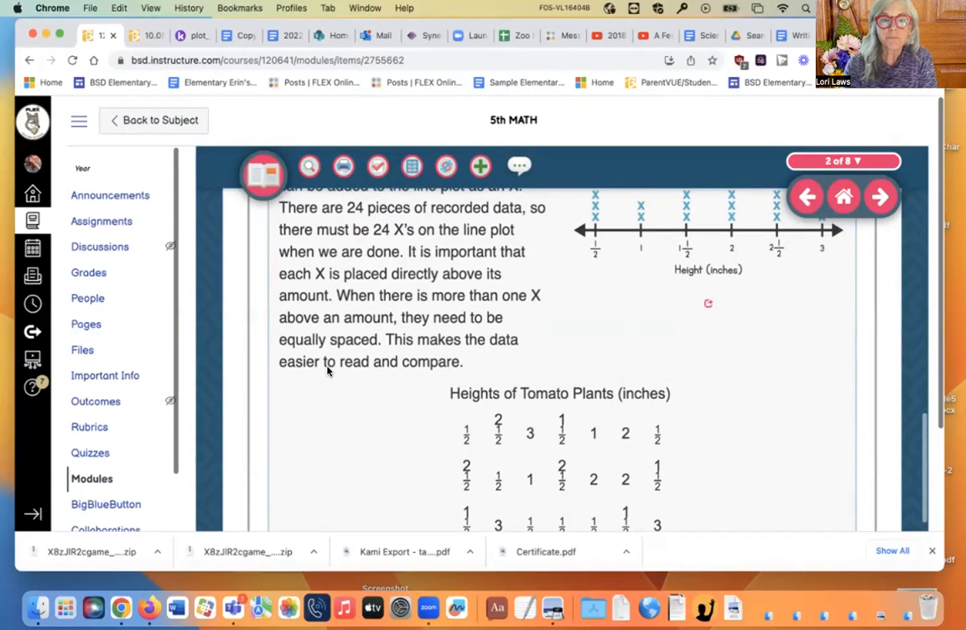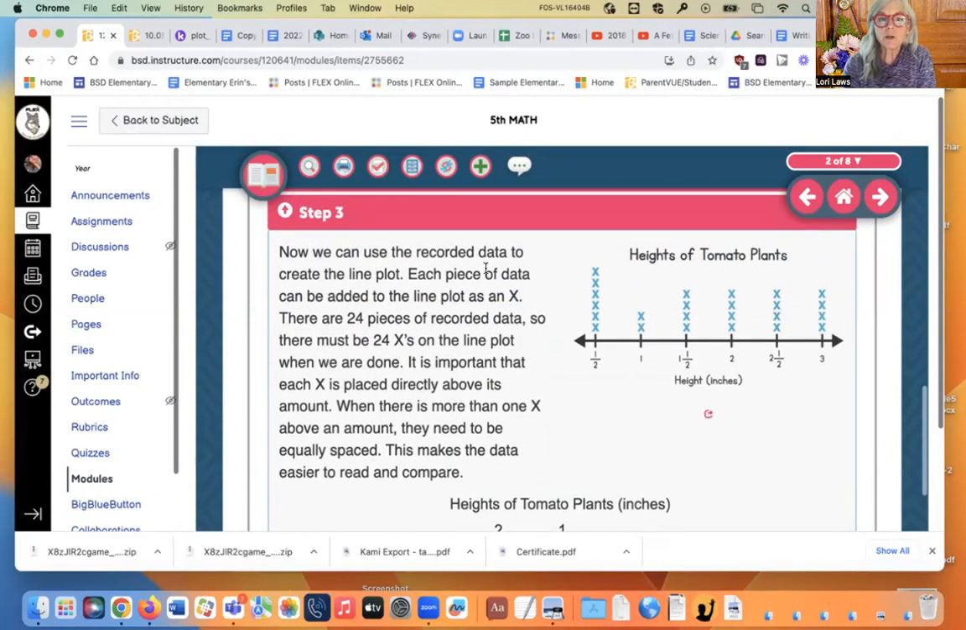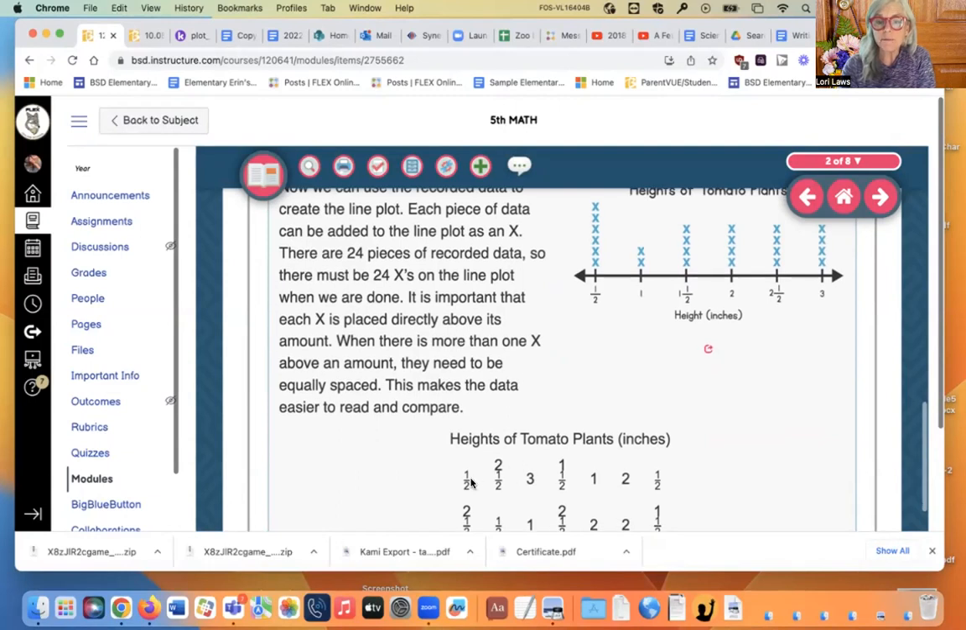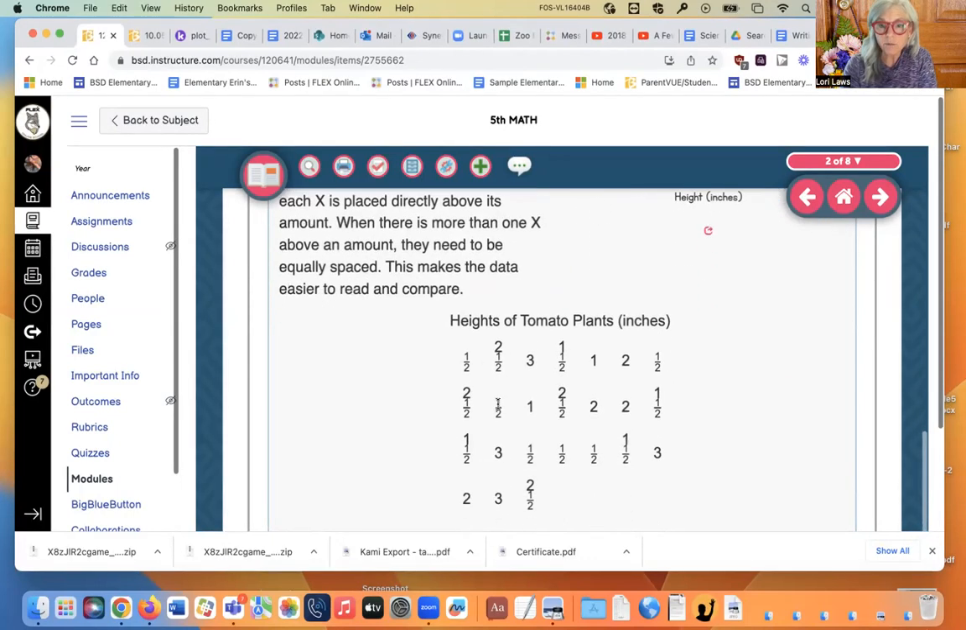Step 3, we must use the recorded data to create the line plot. So we have to go through all of those numbers and add them to the plot. With each one, I'd cross it off. 1/2, put an X. If you want to, you could go do all the 1/2s, put another X, another X, or you can go in order.